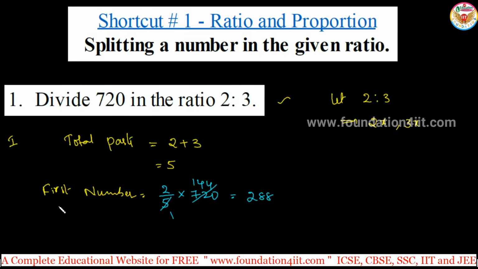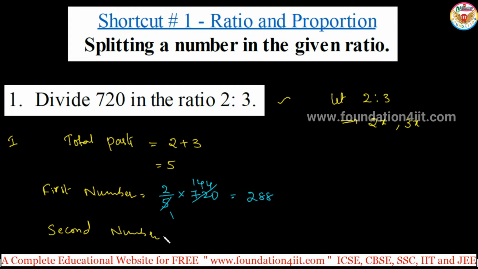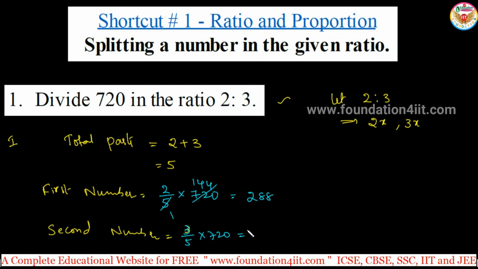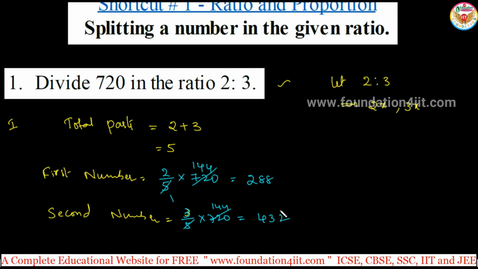To find the second number, from 720 you can subtract this, or do the same as for the first number. Two options: 720 minus 288, or the second part is 3, so 3 by 5 into 720. 5 times 144 is 720, and 144 into 3 is 432. Or 720 minus 288 also gives the same. This is the method we can apply directly.